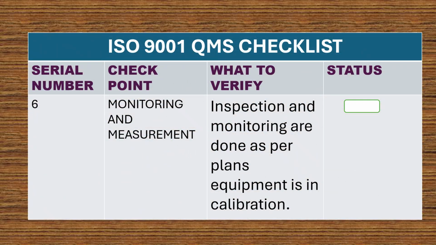Then serial number 6 will come monitoring and measurement. What to verify? Inspection and monitoring are done as per plans, equipment is in calibration.